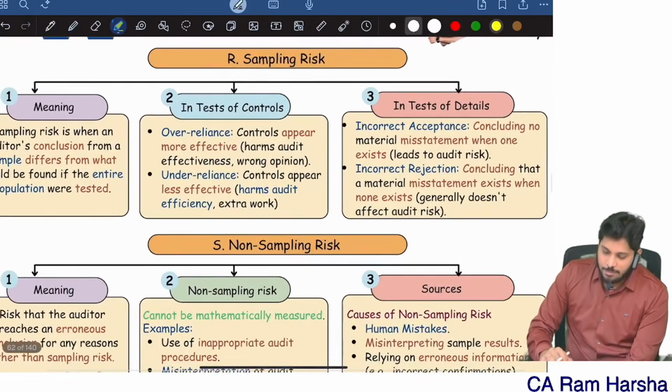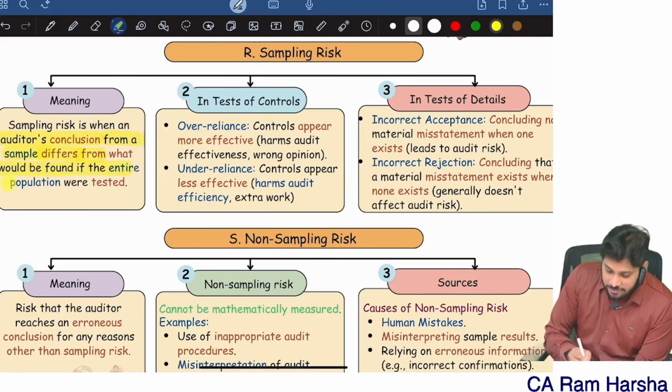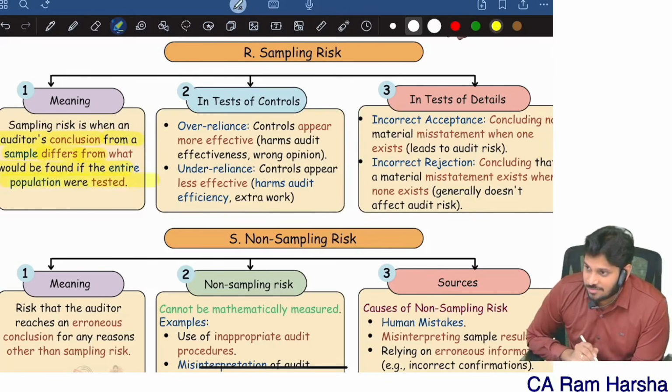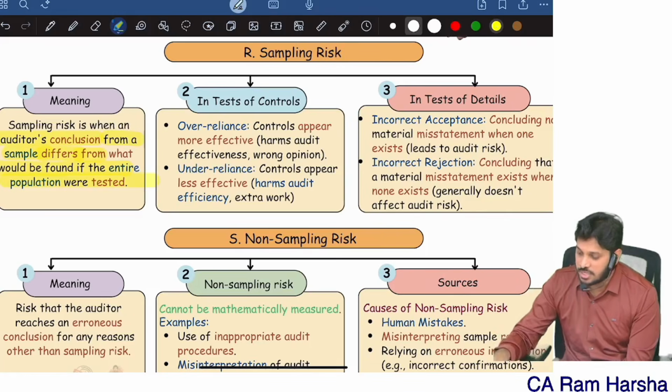Next, sampling risk, meaning when the auditor's conclusion from a sample differs from what would be found if the entire population were tested. If the entire population is tested, what we find may not match the sample-related conclusion, and then that risk is called what? Sampling risk.